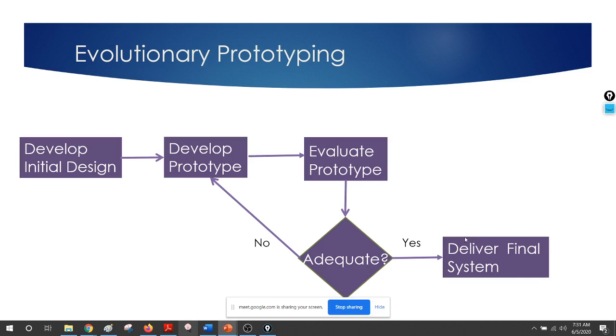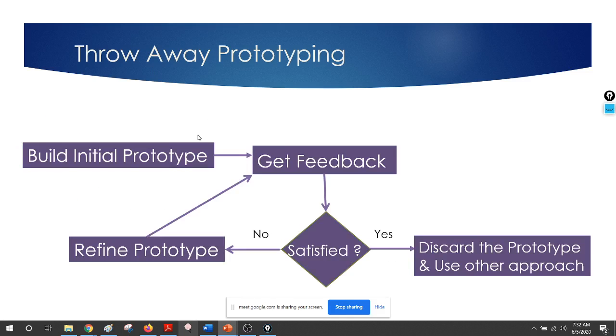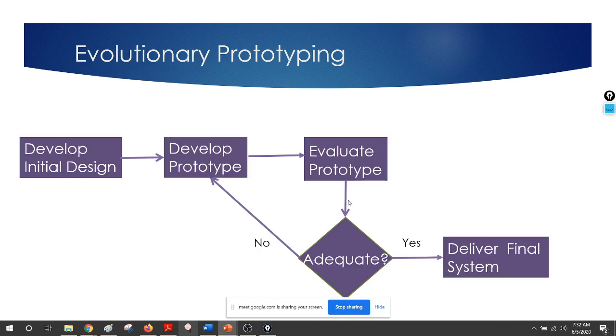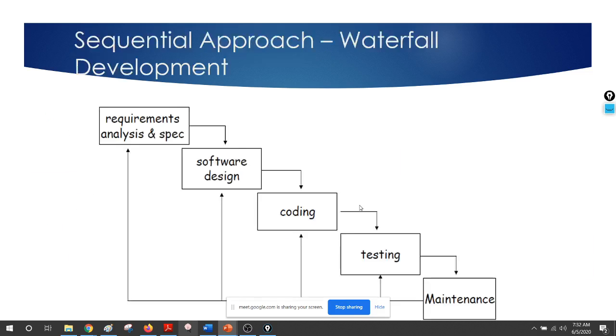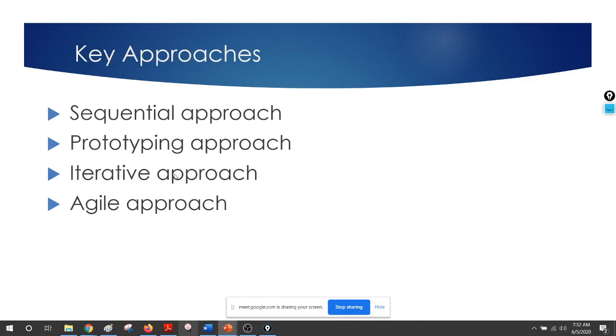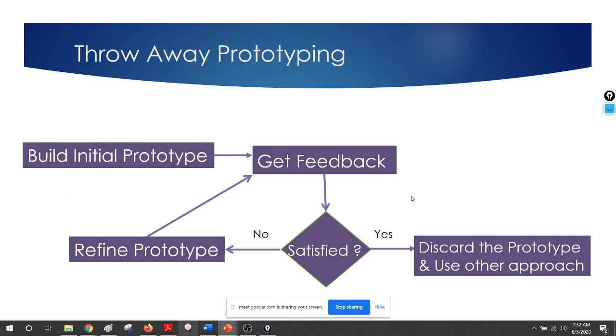So it's a little bit like iterative, so some people just take it to be the iterative approach. But this is not really iterative, this is just prototyping. So we have discussed two approaches, that is, sequential and prototyping. Now we are moving to the iterative approach. Of course, evolutionary prototyping has a lot of features of the iterative approach also.